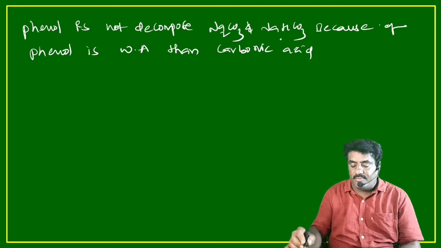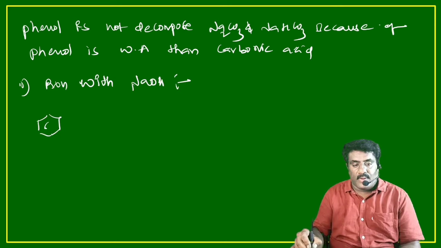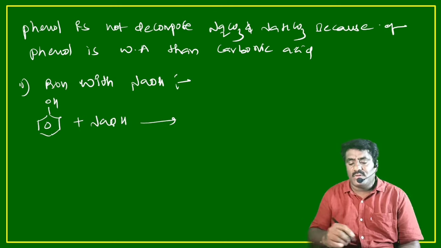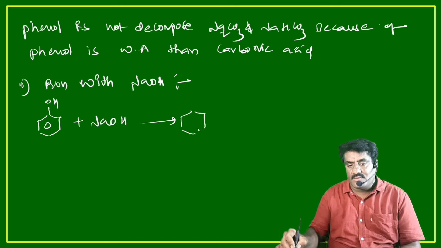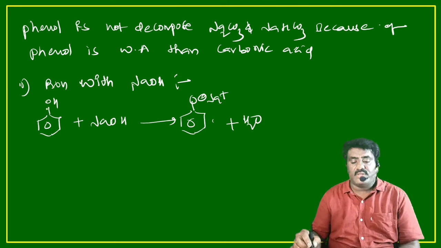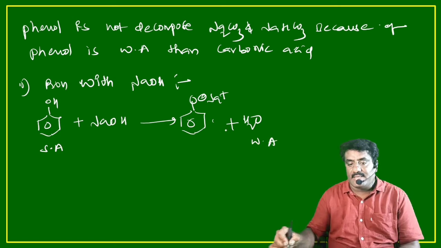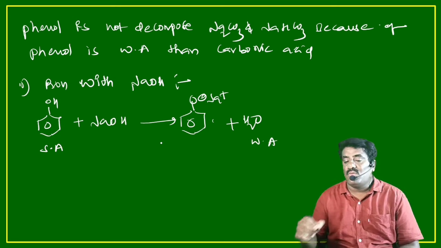Let's take an example. Phenol reacting with sodium hydroxide. Next is the reaction with sodium hydroxide. What happened? Phenol in presence of sodium hydroxide forms sodium phenoxide and produces H2O. Yes, phenol is the stronger acid here, and the formation of water is a weak acid.